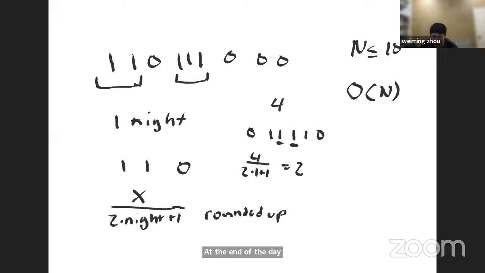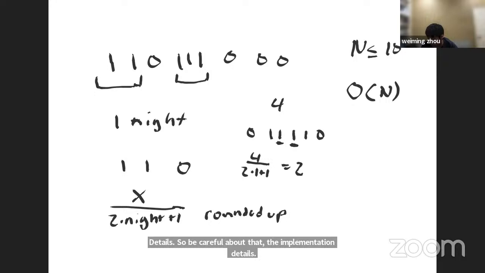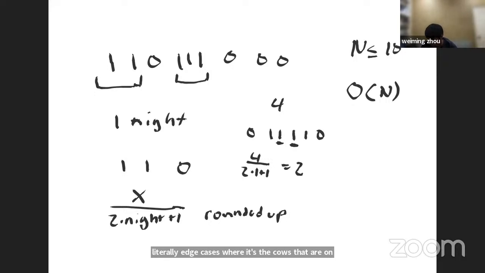And then as a note, the idea of finding the maximum number of nights and then the minimum number of cows is somewhat straightforward, but it's easy to mess up on some of the implementation details. So be careful about that, especially the cases, quite literally edge cases, where it's the cows that are on the very edge. And there's also a case where they're all zeros, and you have to be careful not to accidentally runtime error or something, since there aren't any clumps at all. So that's it for the second problem. Does anyone have any questions?